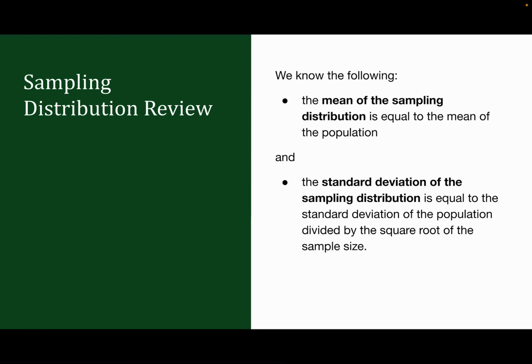Specifically, we know that the standard deviation of the sampling distribution is equal to the standard deviation of the population divided by the square root of the sample size. So the mean of the sampling distribution is equal to the population mean. The standard deviation of the sampling distribution is equal to the standard deviation over square root of n. We're going to see these patterns over and over again.